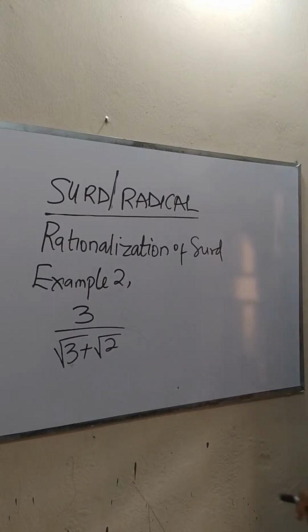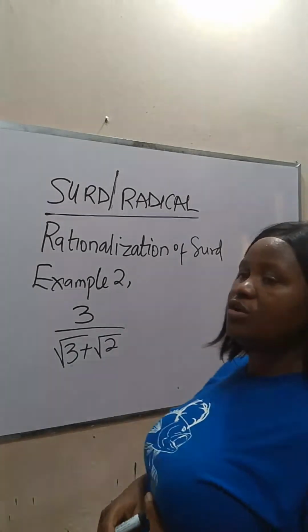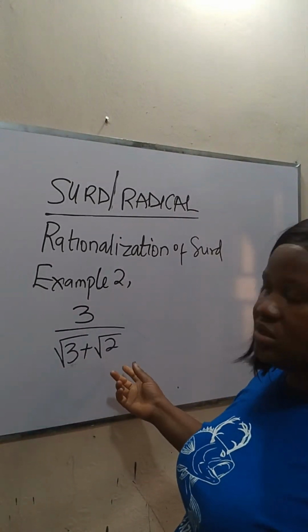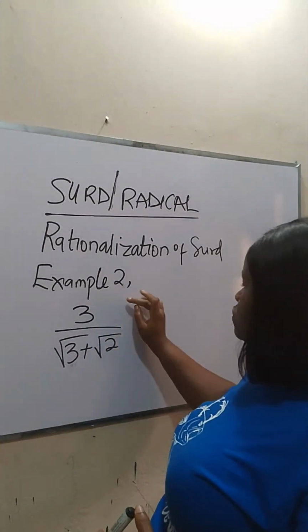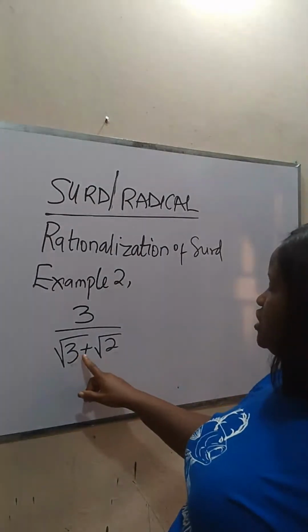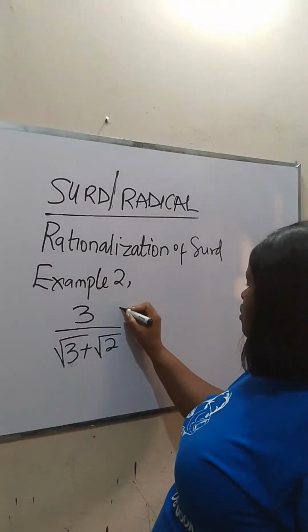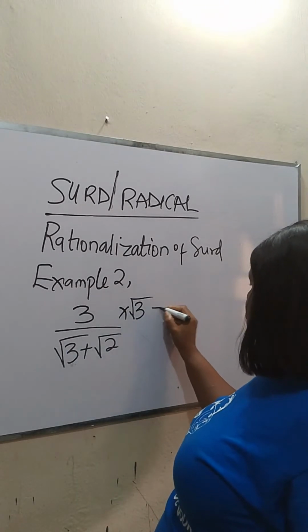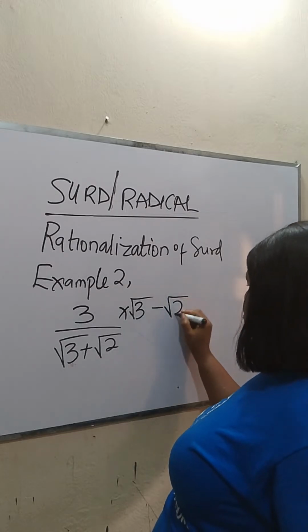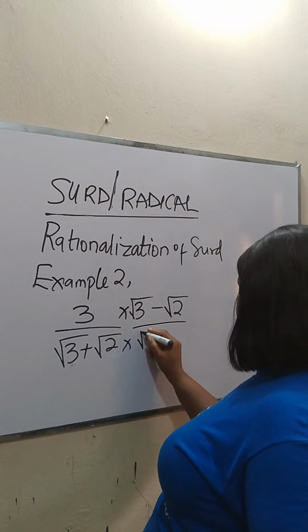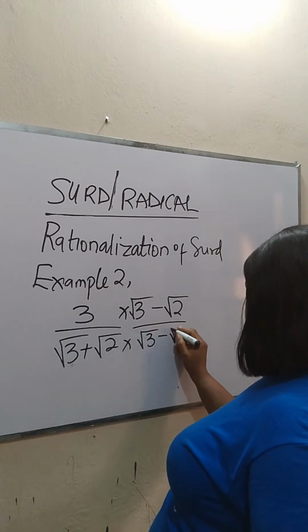So we're going to find the conjugate of this. Like I told you, conjugate simply means change this positive to negative. It's very easy. So you're going to multiply up and down by the number we got after changing this to positive. That is root 3 minus root 2 all over root 3 minus root 2.